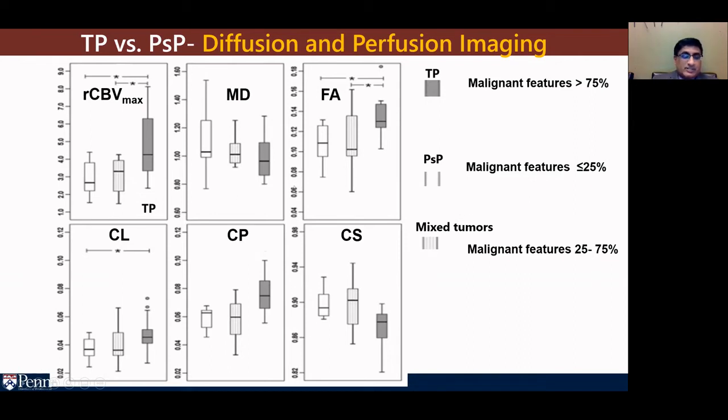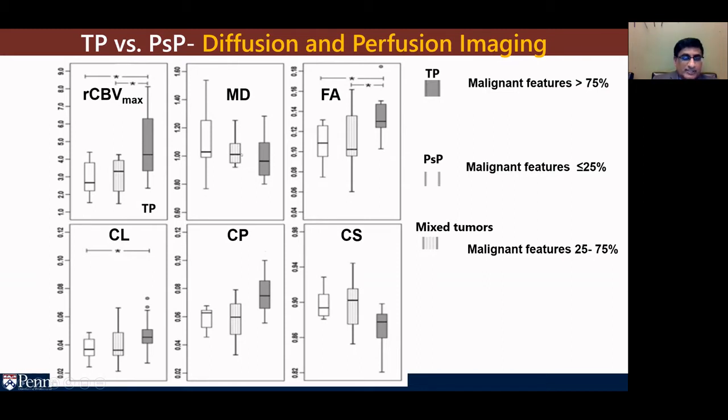So this is the advantage. As I mentioned, we recruited only those patients who had the repeat surgery, and we had the tumor specimen to make the final diagnosis. So there's no bias involved in this particular study. In case of the TP, we observed significantly higher rCBV compared to the PSP and the mixed tumors. Similarly, we observed significantly higher FA in TP compared to the cases with PSP or mixed tumor. And at the same time, we also observed significantly higher CL compared to the mixed tumors and the PSP.